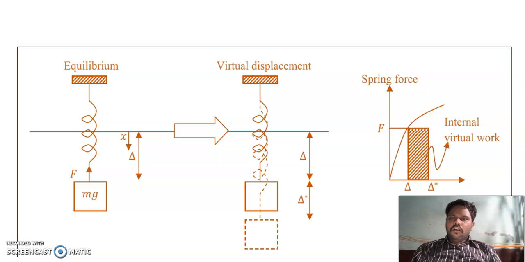Here is an example of a string attached to a mass m, displaced with a distance x. Then the position of the mass gets displaced from position 1 to position 2. If you assume an infinitesimally small displacement, this is known as virtual displacement, and the virtual work done is 0.